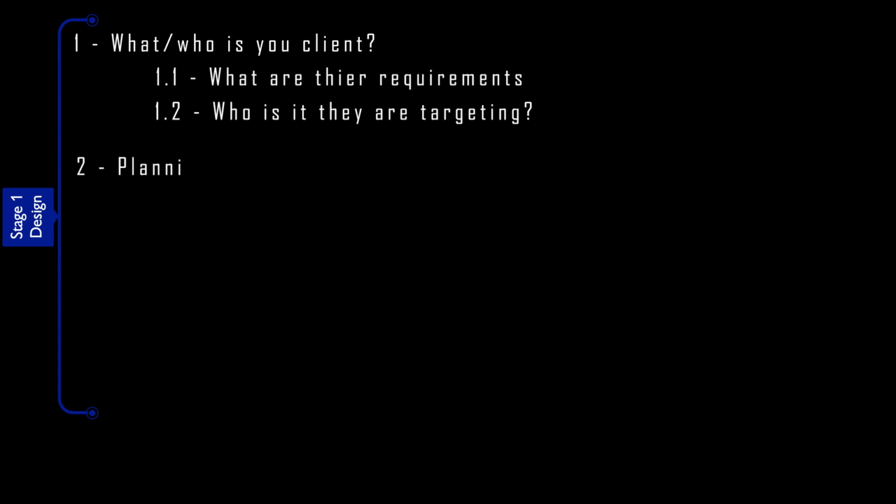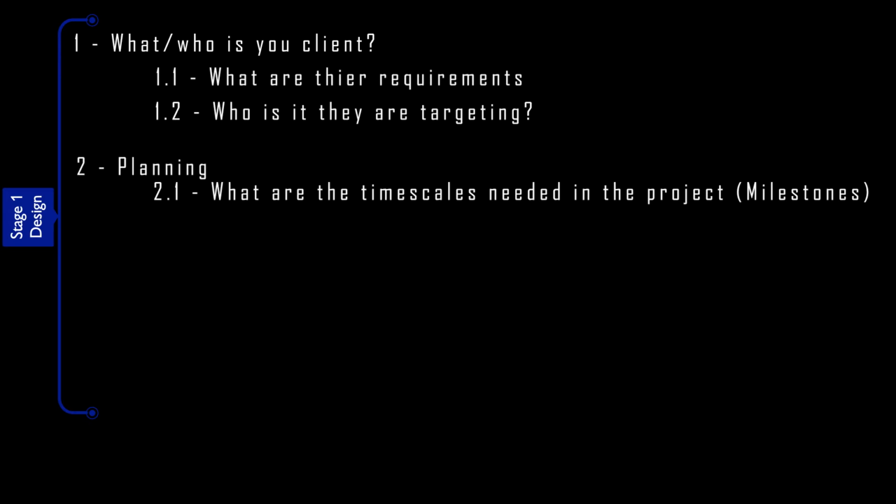Then we move on to the second part, which is our planning stage. What are our timescales? Has the client explicitly said that there is a timescale in which they want the social media to be available? What are the timescales in terms of when they want to be posting? Companies will set milestones in order for them to know that they've got deadlines which they need to achieve.